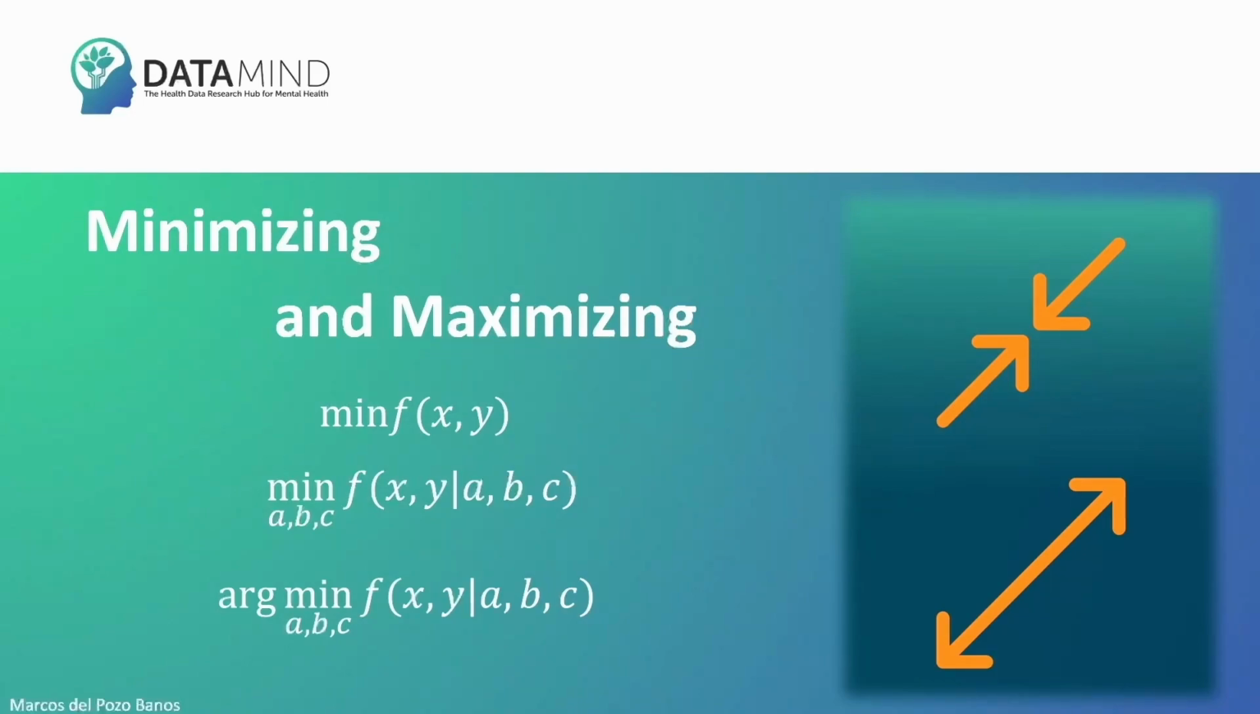And we can indeed ask for the values of those parameters that minimize the function. So in this case, we talk about the arguments that minimize the function f of x and y. And of course, we can say exactly the same about maximizing.